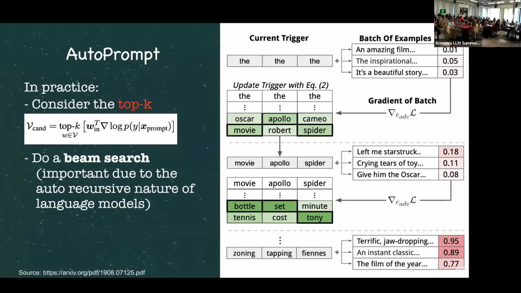And talking about greedy search, that's actually very important. What you want to do is have not one candidate trigger, but several, and do a beam search, and only keep basically the most important candidates.